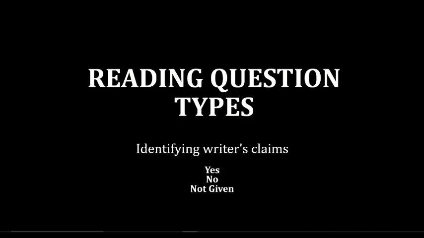So, these are the type of question that they will ask you to choose whether it's yes, no, or not given. Now, the difference between this and true and false is that true or false not given are factual statements that are within the test. On the other hand, these are writer's claims. So the writer will be claiming that something does something. Okay, so that's where the true false, the yes no not given comes in.